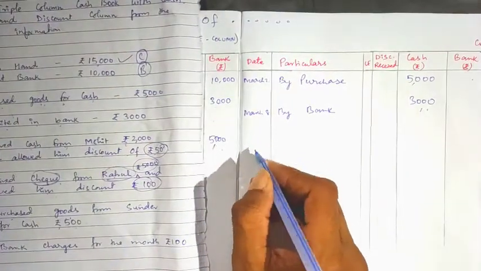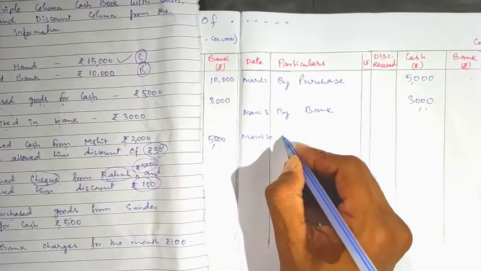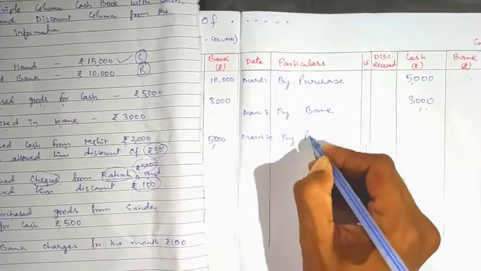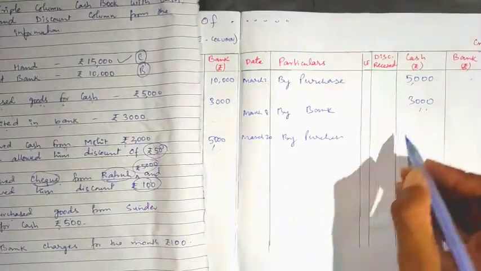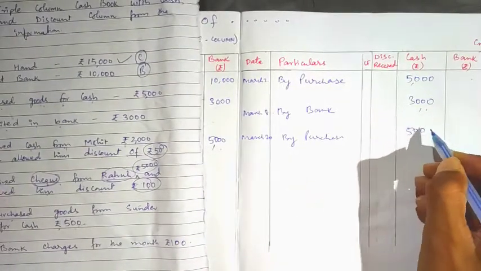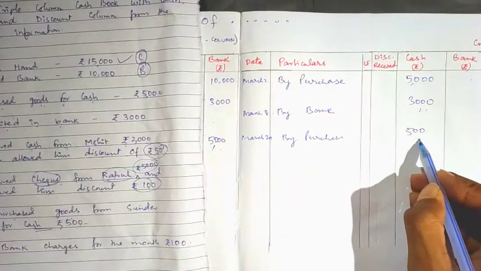So date will be March 20. So March 20, by purchase. So what is the amount? 500. So we'll put in cash column because it is done in cash. Clear? 500. I think it's clear.